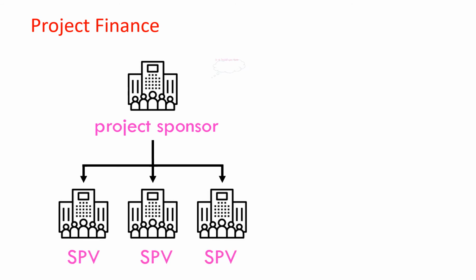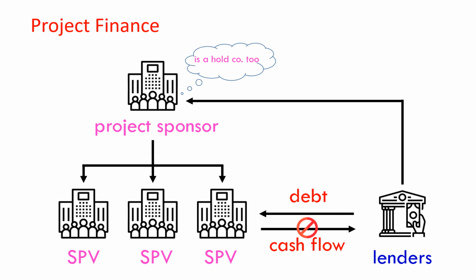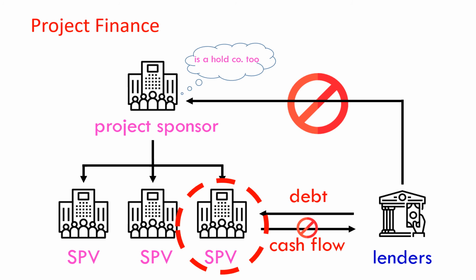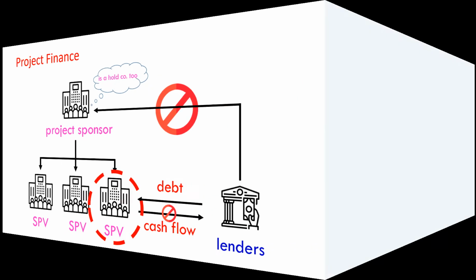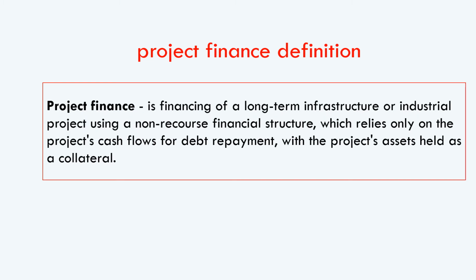To remind ourselves, in project finance, the project sponsor can have multiple SPVs with a specific project in each SPV, and when there is a problem with a specific project, the lenders cannot go after the project sponsor's other assets. They must rely on the assets and cash flows from that specific SPV. To summarize, project finance is a financing of a long-term infrastructure project using a non-recourse financial structure which relies only on the project's cash flows for debt repayment, with the project's assets held as a collateral.